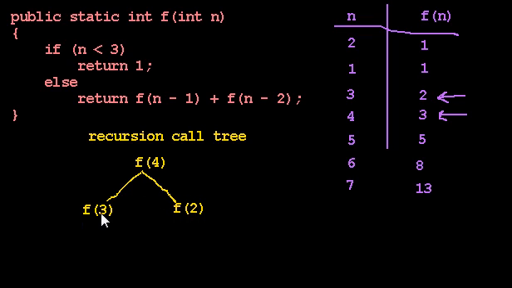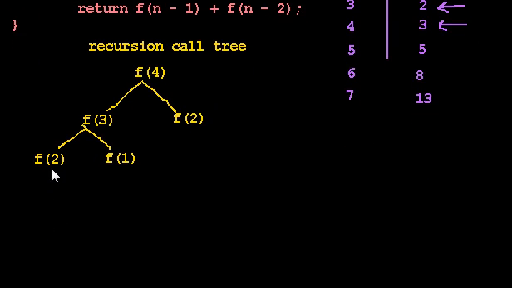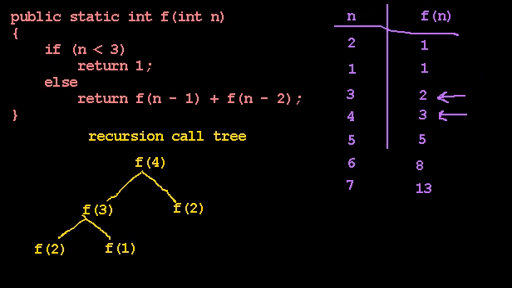Well, what's f of 3? I can reason out, it's f of 2 plus f of 1. And our chart is getting bigger. How about f of 2? Well, that's an easy case, right? F of 2, that's less than 3. So when we get down to the base case, we know the answer. F of 2 is 1. F of 1, well, that's less than 3, so it's 1.